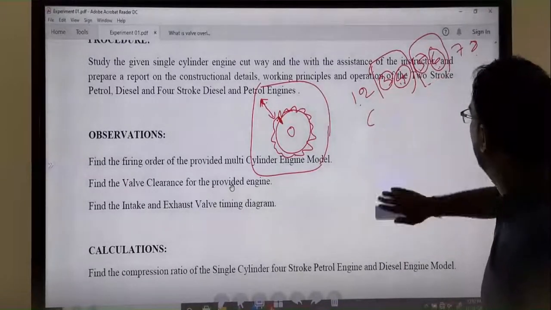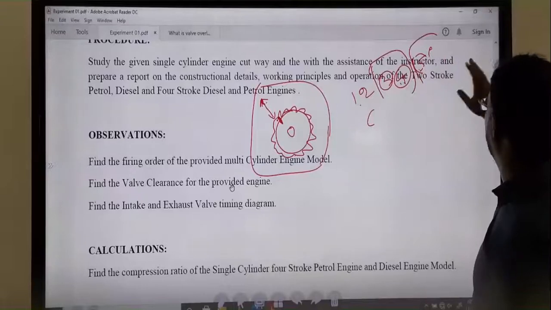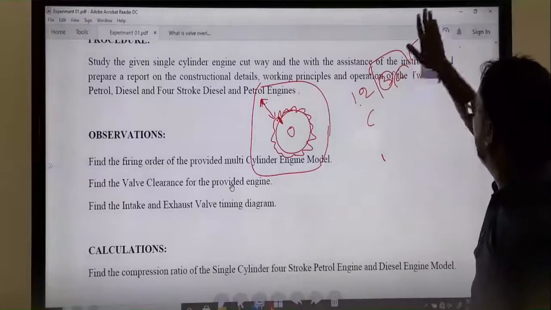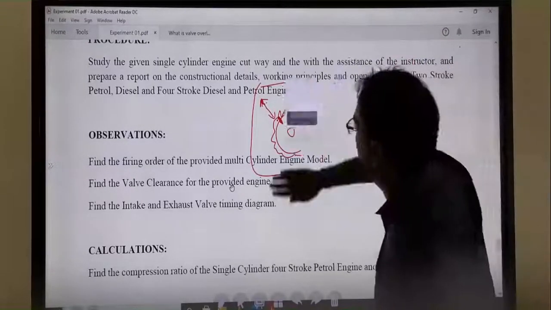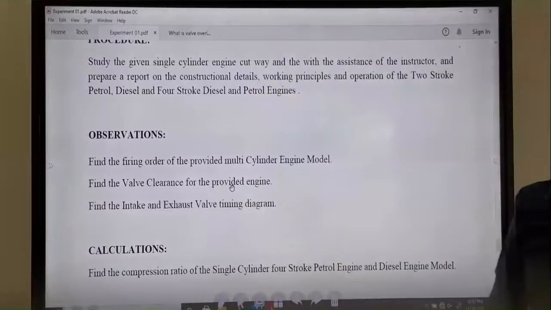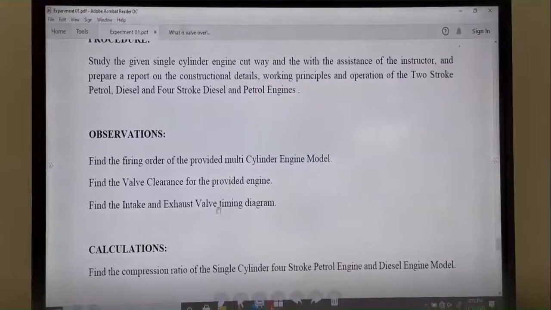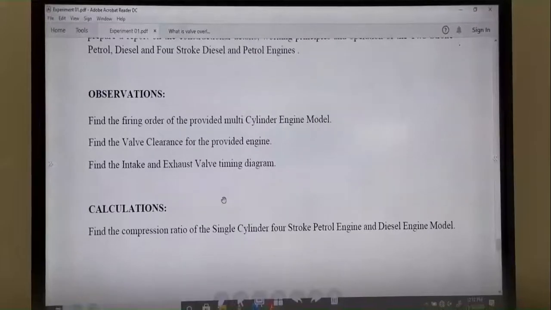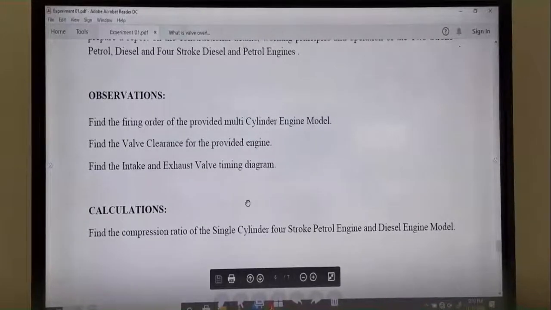So this is a little bit complex. I can really explain when I am doing the practical. So there is the intake and exhaust valve timing diagram.